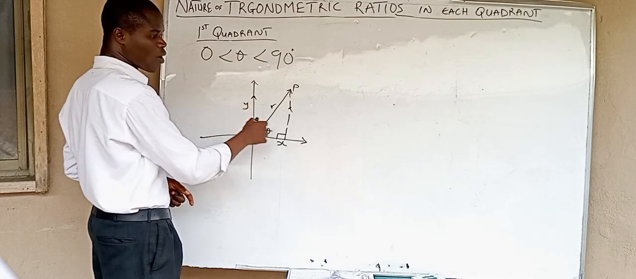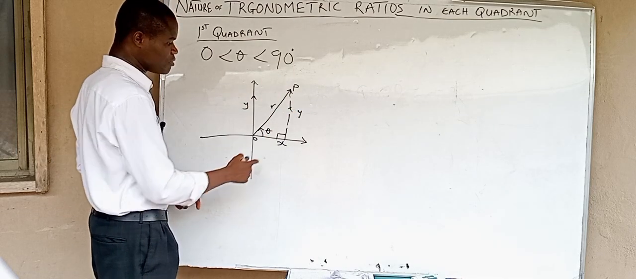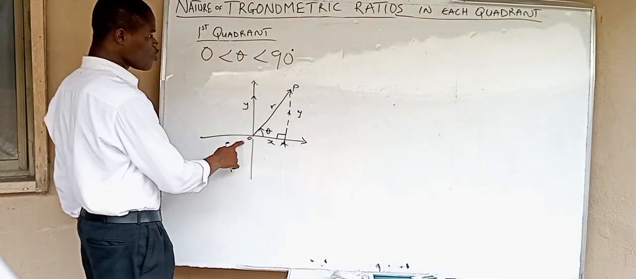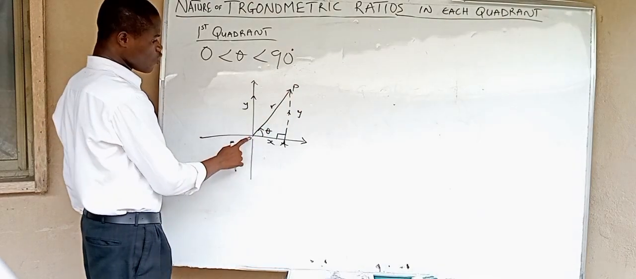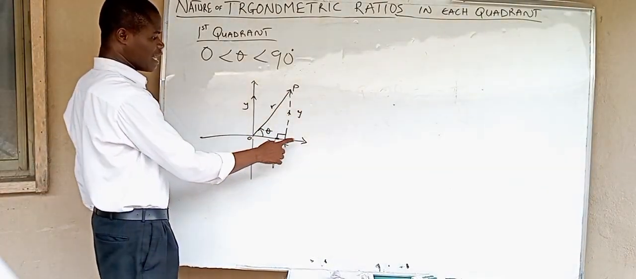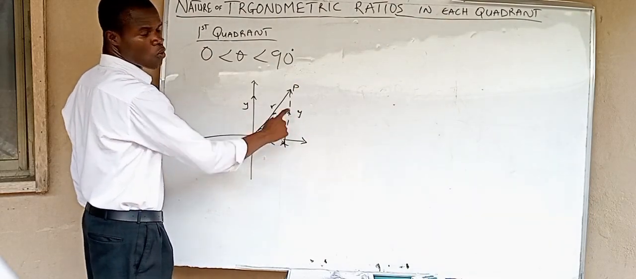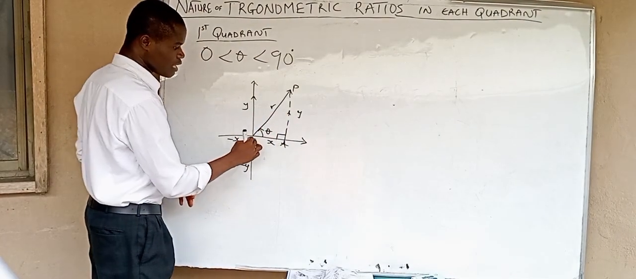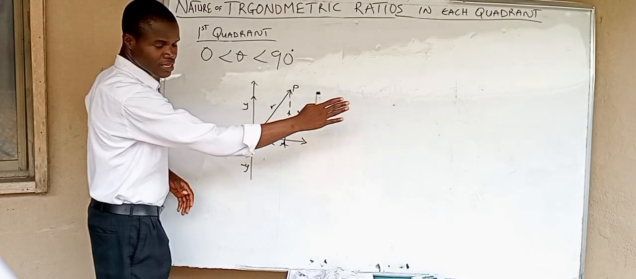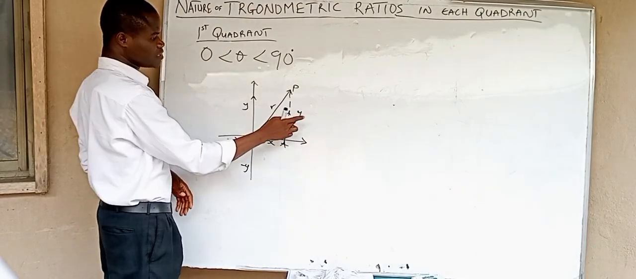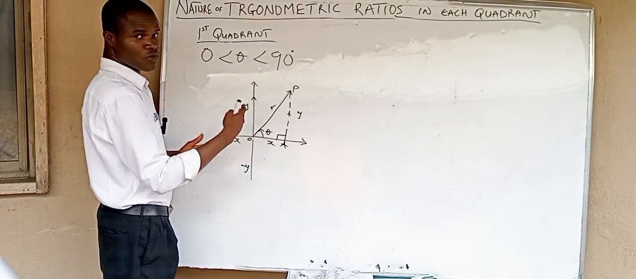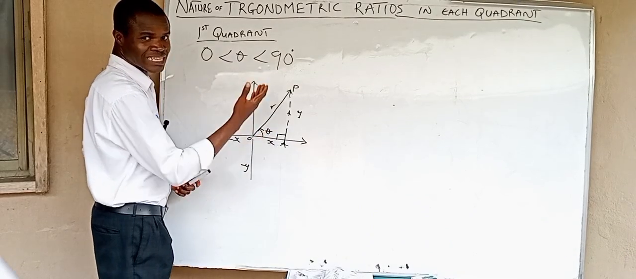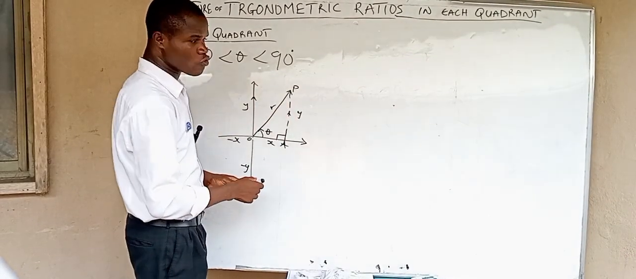If this line is y, this line is also y. Let me call here A. So it simply means that OP is R, OA is X, and AP is Y. Since we are dealing with the first quadrant, X is positive. This is positive X, and this is positive Y. Then this Y is also positive. Of course, R is positive. Now let's know the nature of sine, cosine, and tangent in this quadrant.